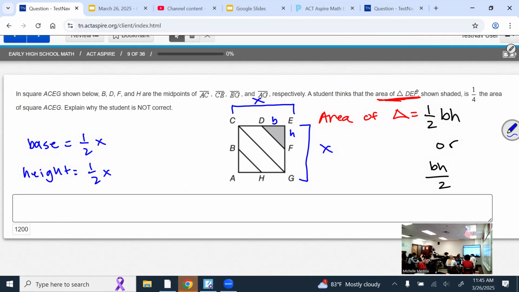So then when I am finding my area and I'm plugging it into this formula, I'd be doing 1/2 times the base times the height.